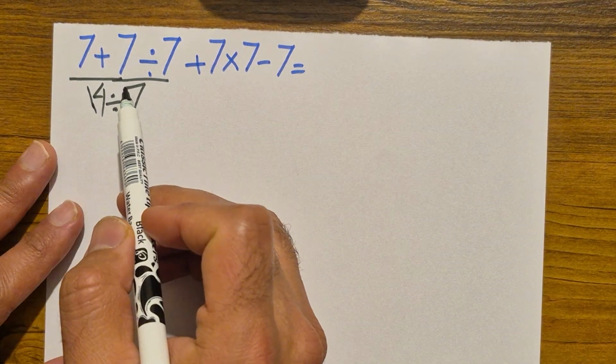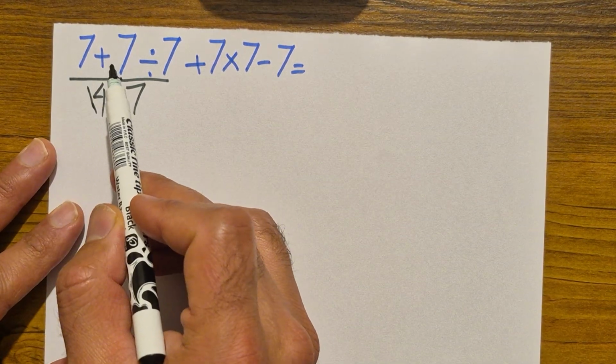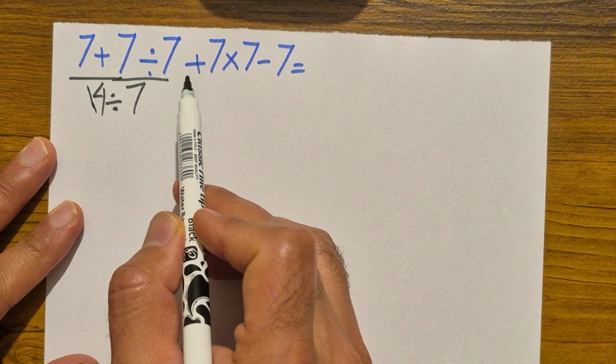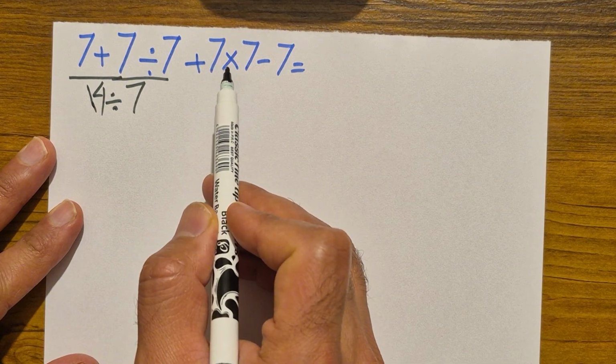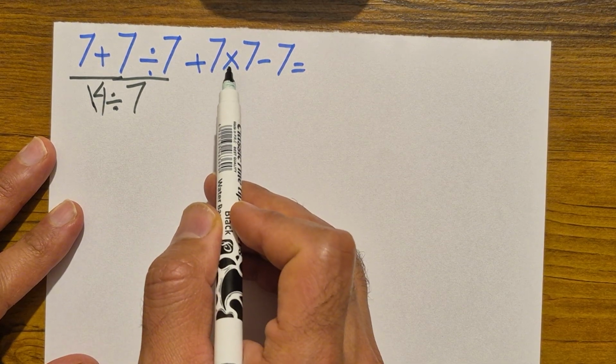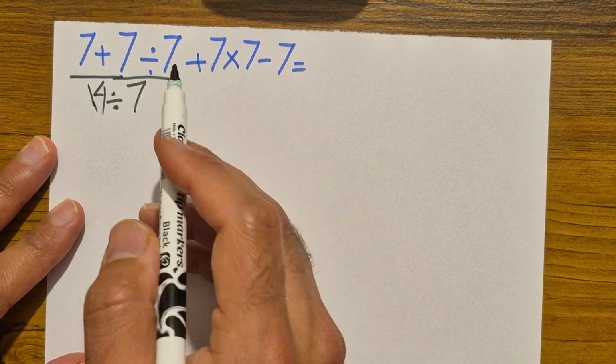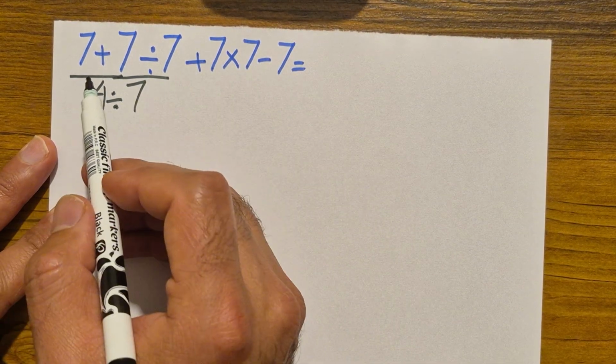I don't think you're going to get this one. 7 plus 7 divided by 7 plus 7 multiplied by 7 minus 7. A lot of 7s. I'm tired of those repetitive patterns.